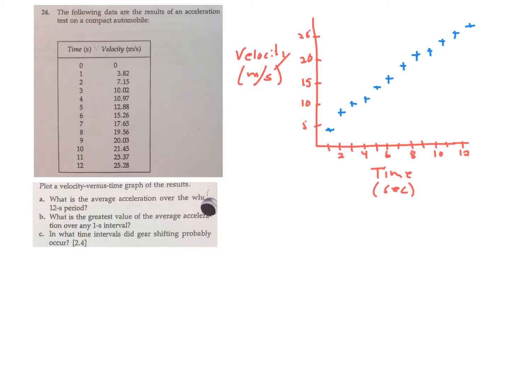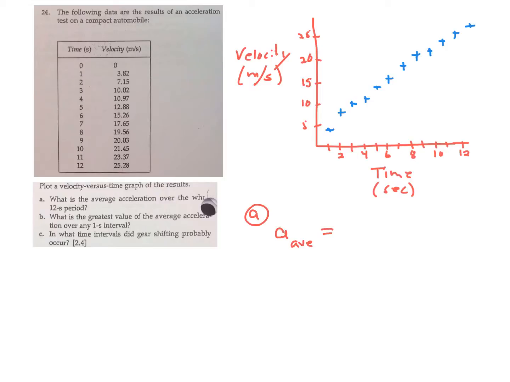Day 26, Honors Physics, Problem 24. They asked you to plot the graph, which we did. It's close to uniform acceleration, not completely uniform, but we're going to calculate in part A the average acceleration. You can see this data is not completely linear, but on average it's linear, the slope being the acceleration.